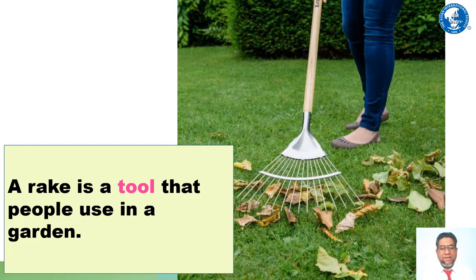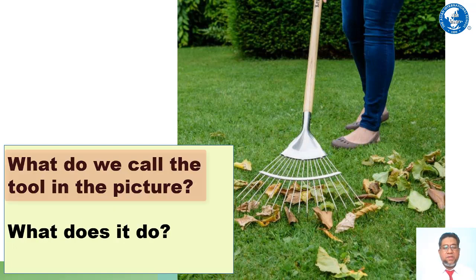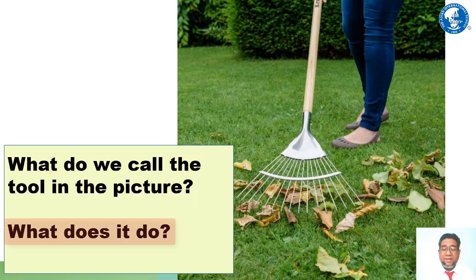A rake is a tool that people use in a garden. Let me repeat. A rake is a tool that people use in a garden. Do you see the rake in the picture? That is a tool used in a garden. Now here are some questions for you. What do we call the tool in the picture? And what does it do?